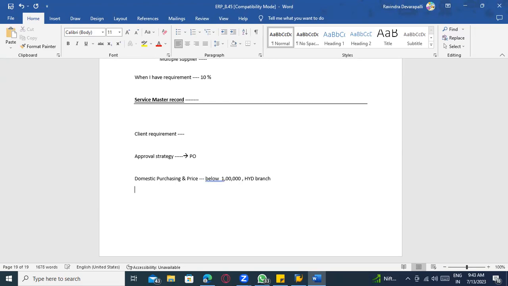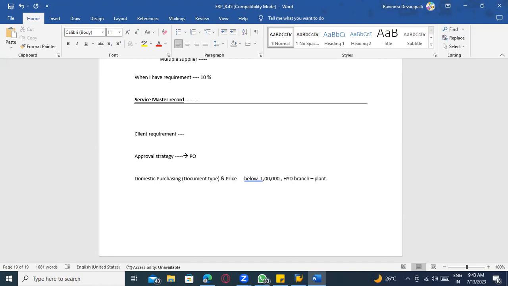Okay, so what will happen here? It is considering three factors. One is domestic purchasing. How can we segregate domestic purchasing? Maybe based on the document type: it is a domestic purchasing, an import purchasing, or a service purchasing, so I can differentiate. Then the total PO price, which is calculated based on the pricing conditions we enter. Then the branch, which is a plant, the Hyderabad plant, as different branches.